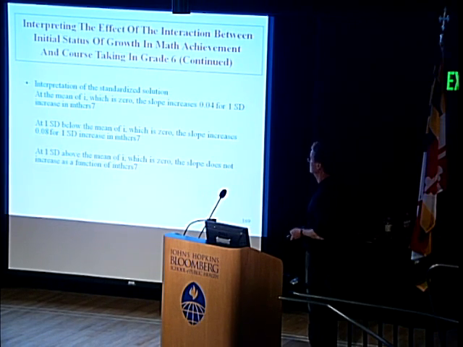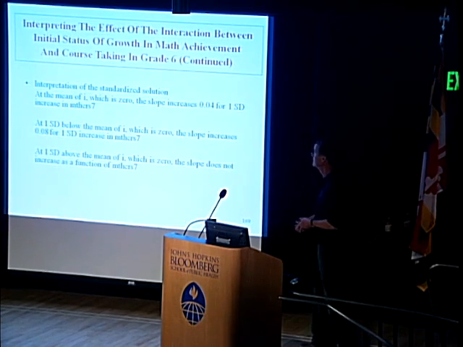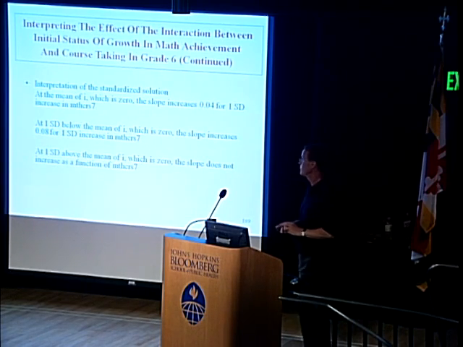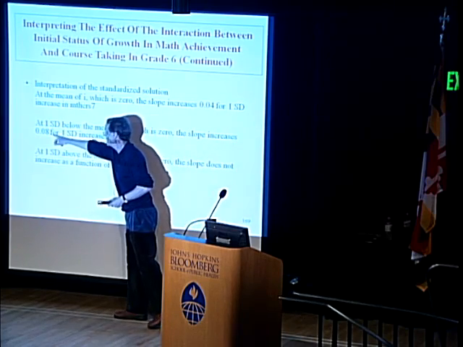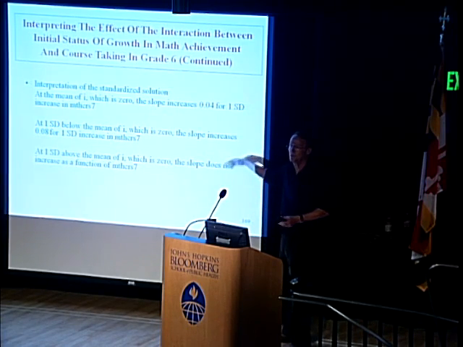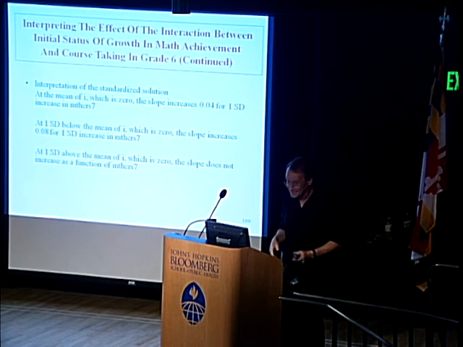So who benefits the most? Who benefits the most from math course taking? A person who is at the mean of initial status in grade 7, 1 standard deviation below the mean, or 1 standard deviation above the mean? Yeah, here, 0.08 gives the best, right? So the people who benefit the most from being here are those who knew nothing about growth modeling. All right, you're with me.